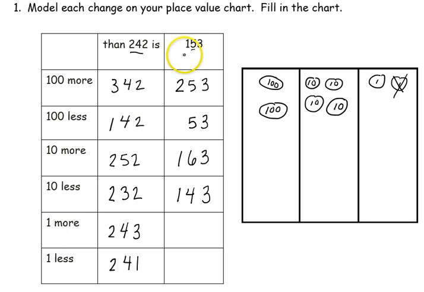Now let's figure 1 more than 153. That means I'll add another disk in my ones column, which gives me 154. 1 more than 153 is 154. Or if I went back to my original number and took 1 less, that means I'm going to take one of those disks away. Well, if I have a 3 in my ones place, that would end up giving me a 2 in the ones place because I took a disk away. That means that 1 less than 153 is 152.